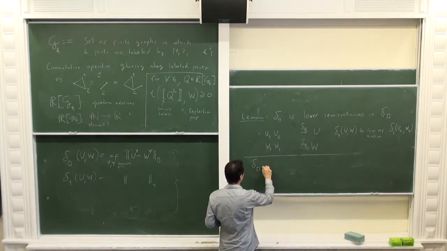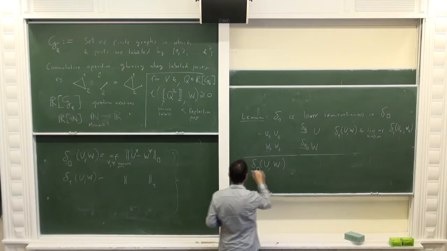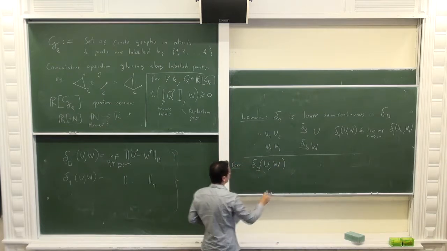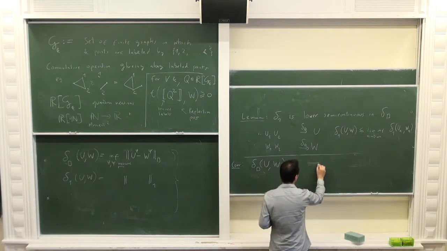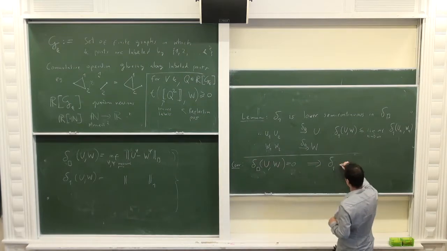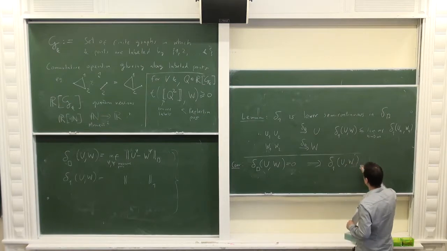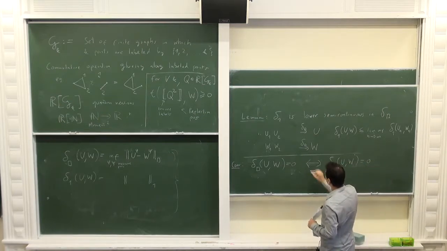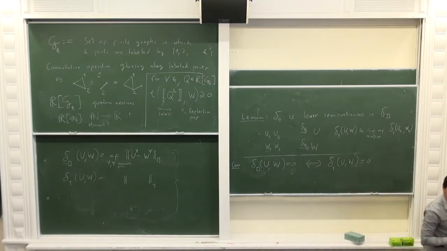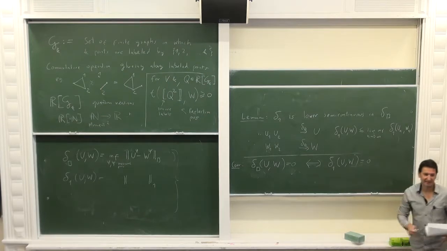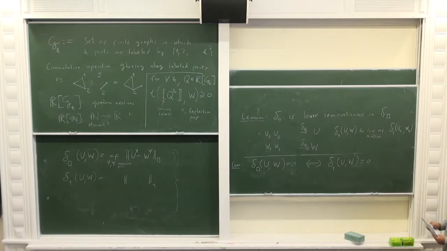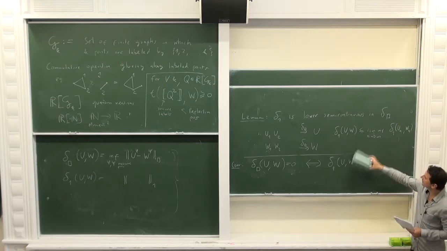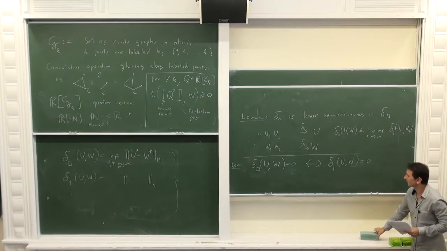If delta square of u, w is 0, this is a corollary, then it implies that delta 1 of u, w is 0. And actually the other implication is trivial, because the L1 norm is an upper bound for the cut norm. So we have this equivalence, which is absolutely non-trivial since delta 1 is not continuous in delta square. It will lead to a beautiful definition, but how do we see this corollary? We need still a little argument. So the argument is this.